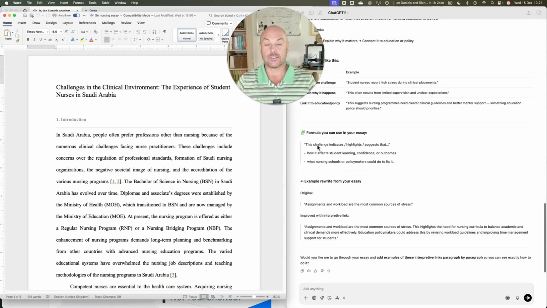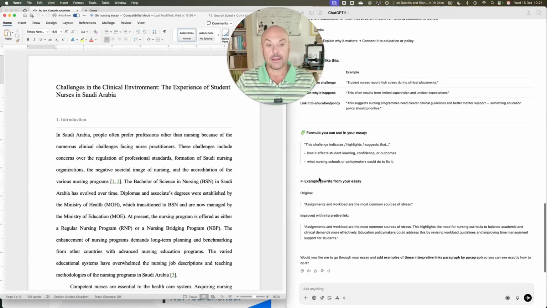It's giving me some little language prompts that I can include. Just by starting a sentence with some of these little prompts, it's got my mind thinking about the things I've read, the things I've written, and how I can bring them together. So this challenge indicates, or this challenge highlights, this suggests that. So it's making me add my own interpretation, my own ideas on how it affects student learning, confidence or outcomes, and what nursing schools policy could do to fix it.